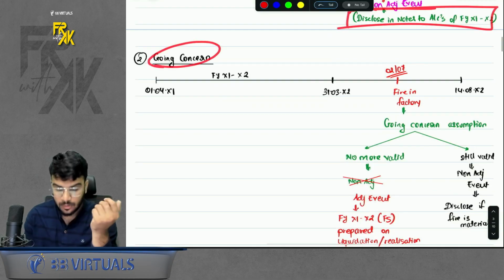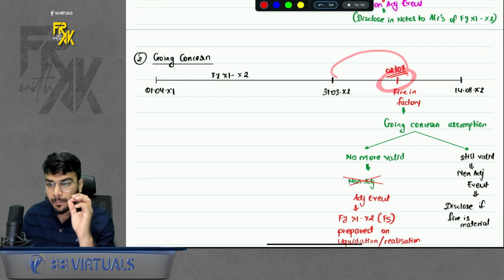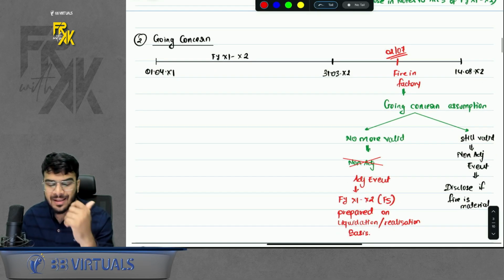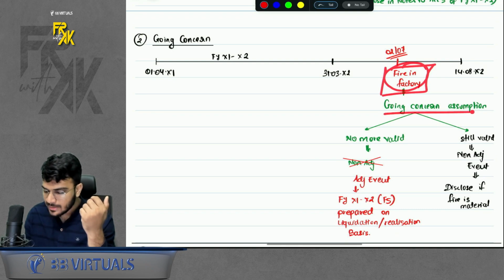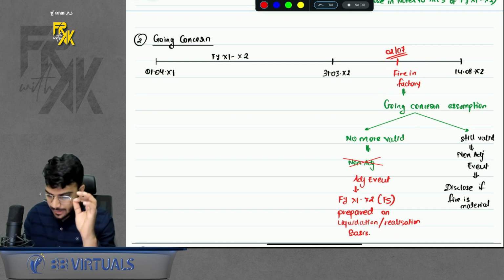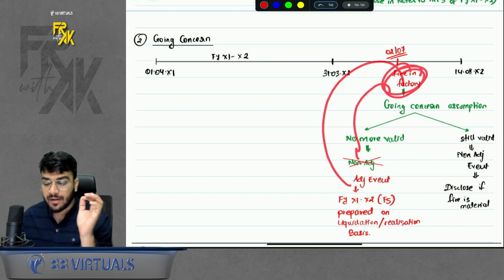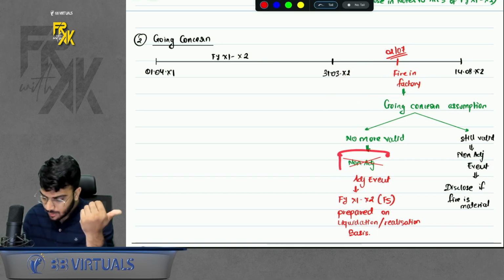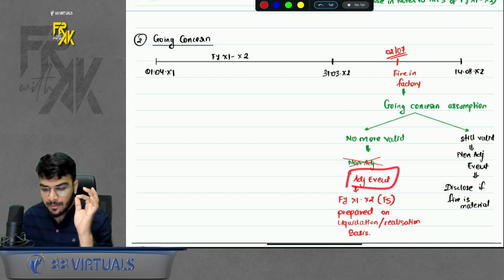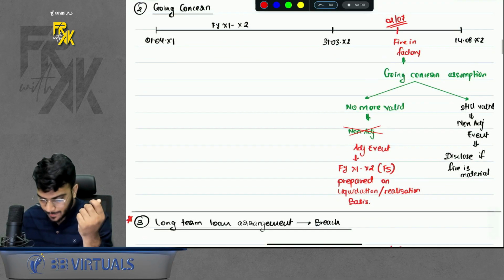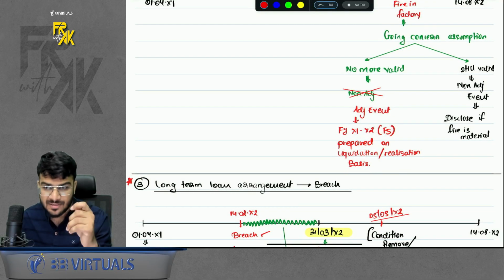Then going concern is the second special case. If a non-adjusting event occurs but it affects your going concern assumption, let's say a fire occurred, but because of this fire your going concern assumption is no more valid, you will treat this fire like an adjusting event. Ideally, it was a non-adjusting event, but if it affects your going concern, treat it like an adjusting event. And if I am treating it like an adjusting event, I will prepare my financial statements on a liquidation or realization basis. That is, I will change my basis of preparation.